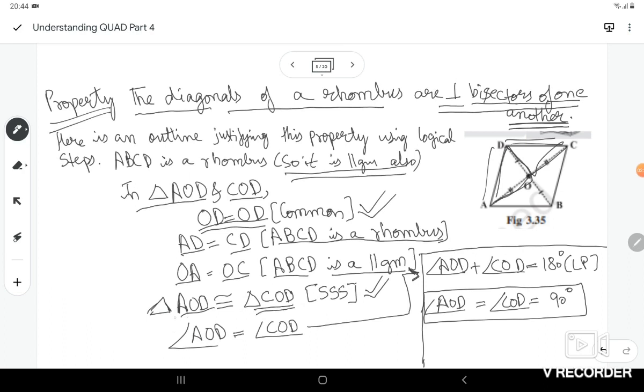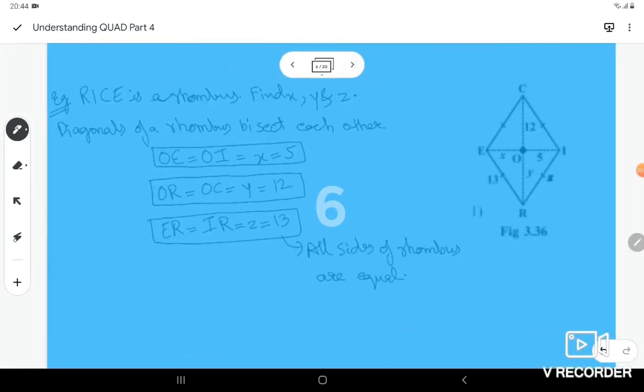to triangle COD. This gives us angle AOD equal to angle COD. Also, angle AOD and angle COD form a linear pair, so their sum is 180 degrees, which gives angle AOD equal to angle COD equal to 90 degrees. This shows that the diagonals of a rhombus are perpendicular bisectors of one another.